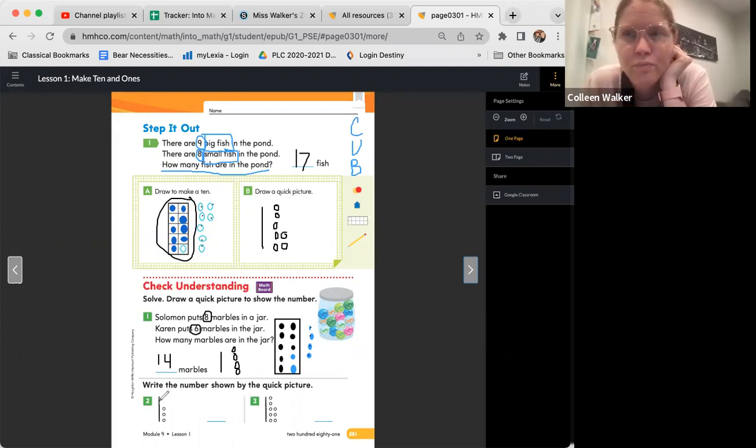So this is how many is this stick represent? 10. So let's count on from 10. What comes after 10? 11, 12, 13. Awesome. And then friends, here we have another quick 10. So 10, what comes after 10? 11, 12, 13, 14, 15, 16, 17, 18. How many? 18. That's right.